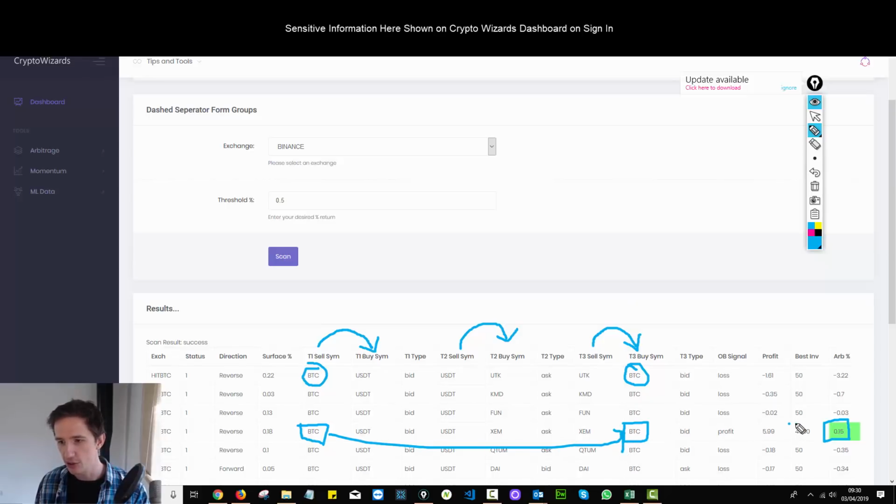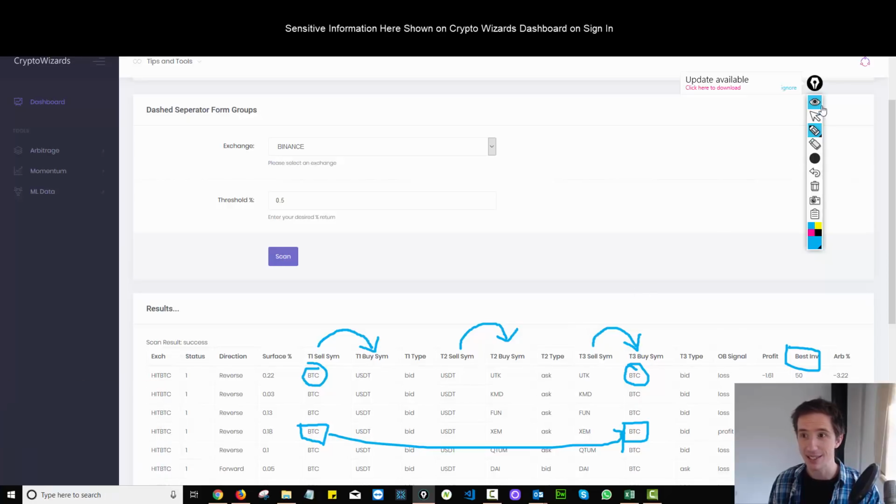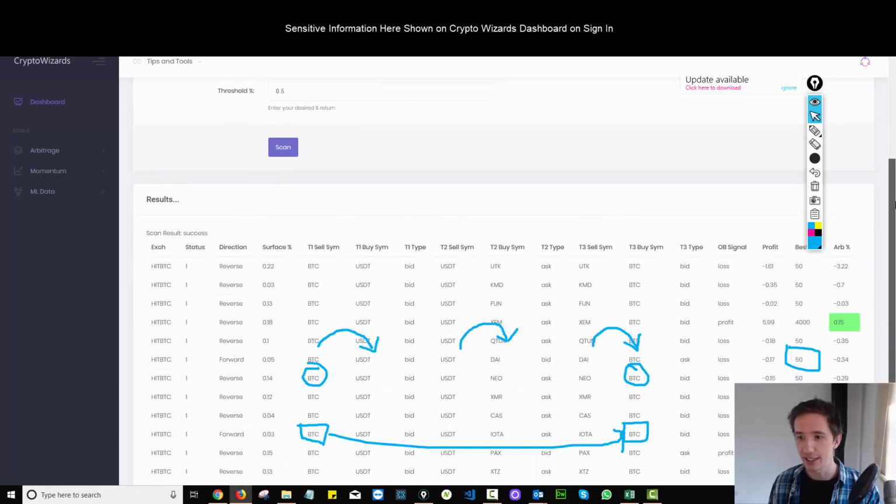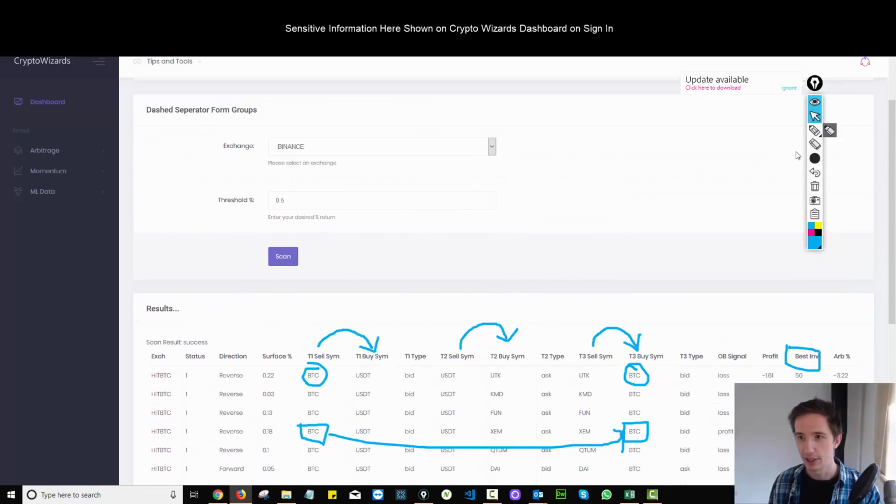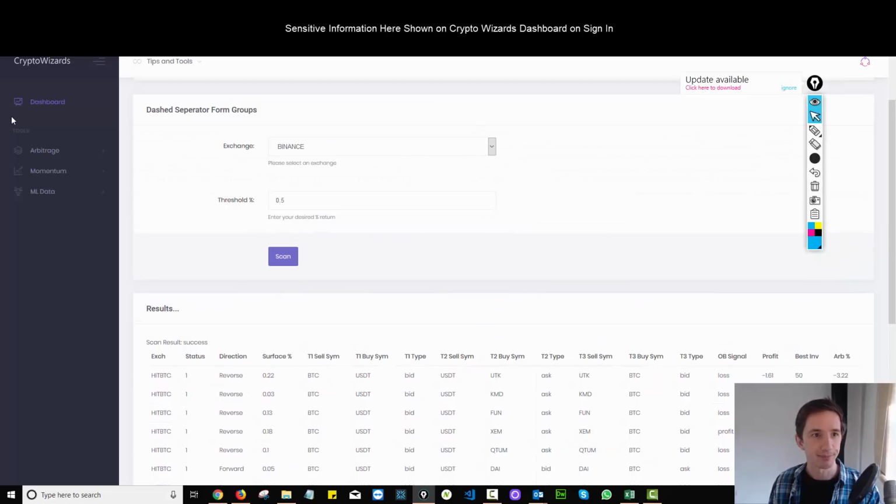It also tells you the best amount to trade to get that return. So I can actually get 0.15% on $4,000. It's literally looped through a US dollar investment. So this is the best investment. With $50, I lose money. $50, I lose money. $4,000, I make 0.15% on HitBTC, literally right now. Literally right now, this will make money.